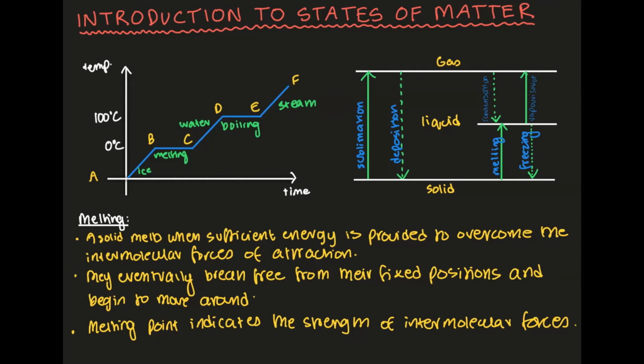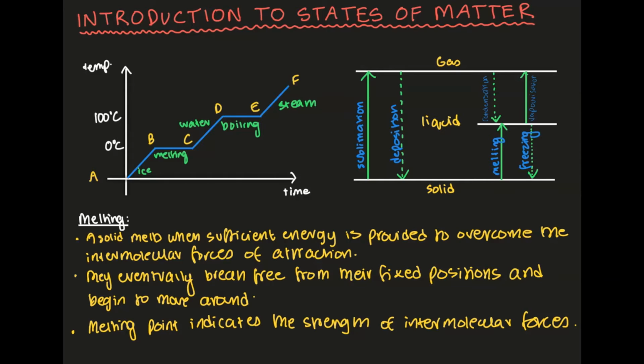Now from B to C, as you can see, there's a straight line over here. This shows to you that the temperature is constant. Now the temperature over here is constant because that energy that's being supplied is used to break the intermolecular forces and bring about that change of state. So at point C, whatever substance you have is going to be water now, right?